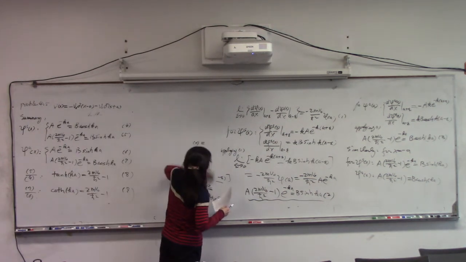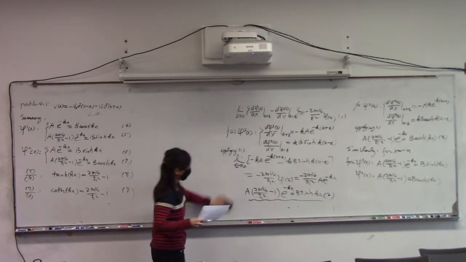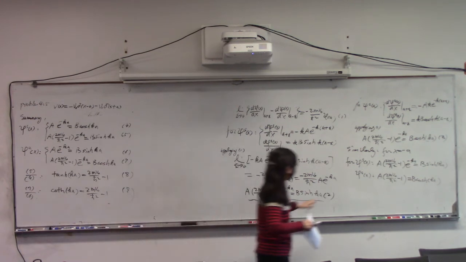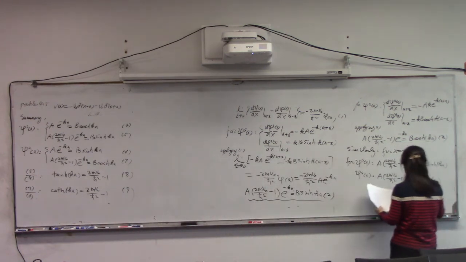Your last line at the far end of the board, your asymmetric, you should still have the exponential in there, right? Yes, yes, you're right. Okay.